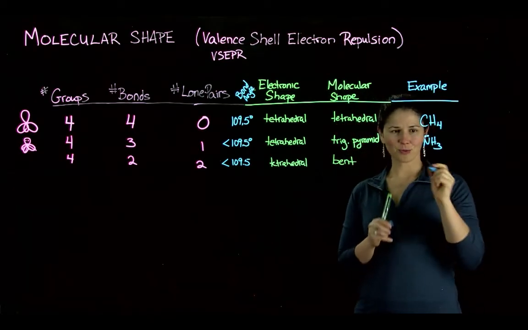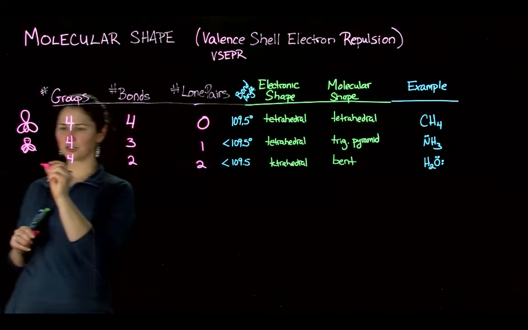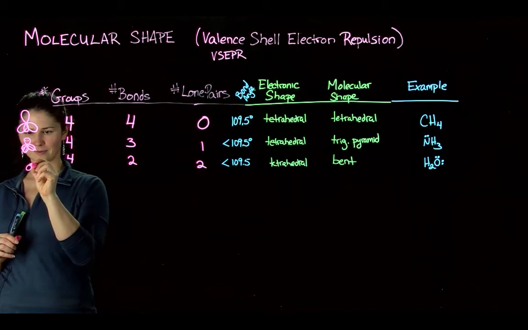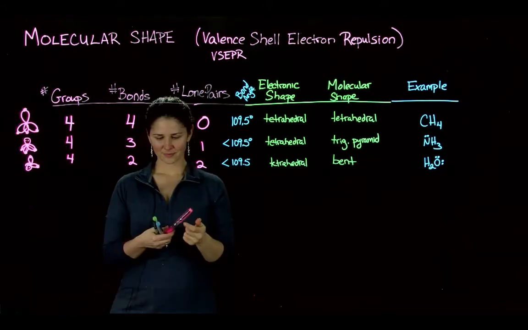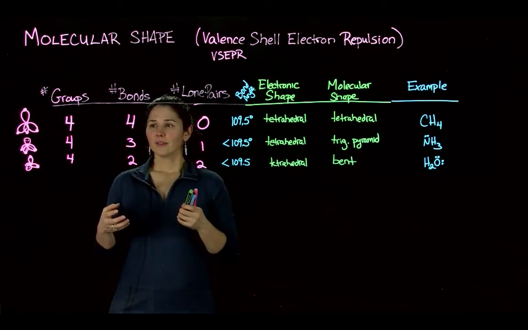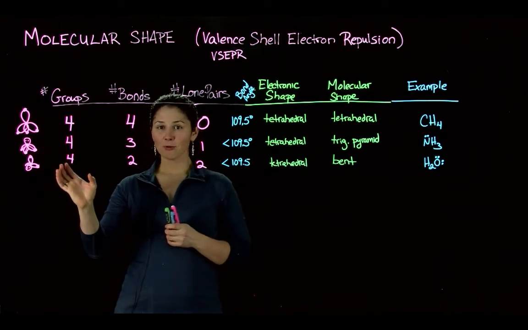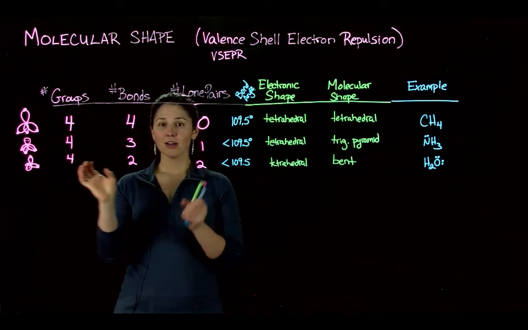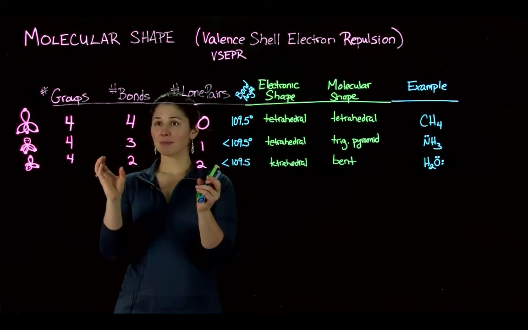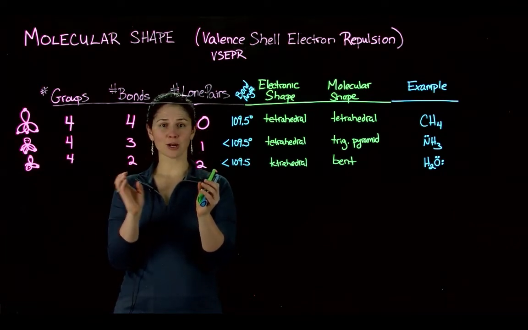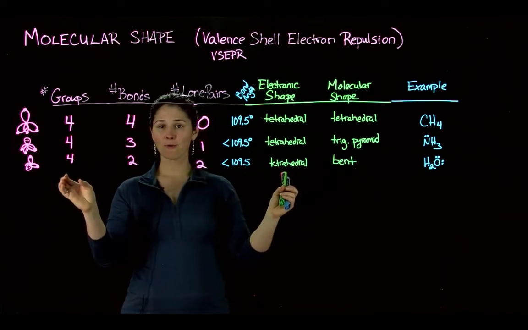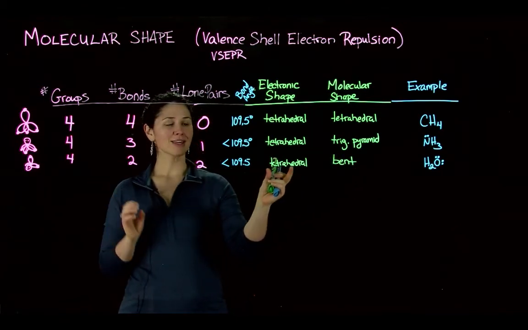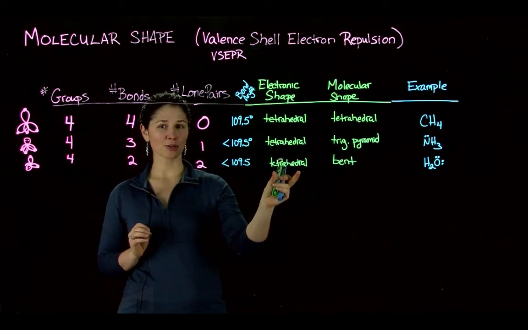An example would be water. If I drew my cartoon, it might look something like this. I'll put the lone pairs down here, and I'll put my bonded groups here and here. All right, so that's pretty much what you have if you have 4 groups. Remember, groups are bonds and lone pairs, and depending on the ratio between the bonds and the lone pairs, you will have different molecular shapes. But anytime you have 4 groups around a central atom, the electronic geometry will also always be tetrahedral.